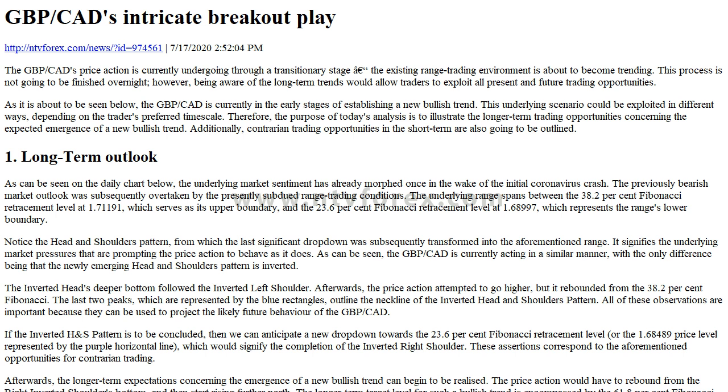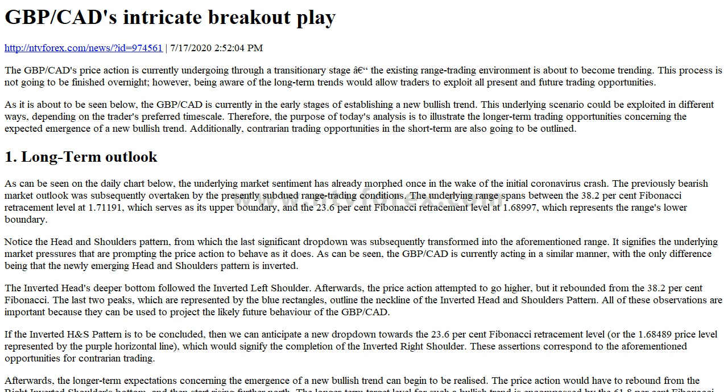Afterwards, the price action attempted to go higher, but it rebounded from the 38.2% Fibonacci. The last two peaks, which are represented by the blue rectangles, outline the neckline of the inverted head and shoulders pattern. All of these observations are important because they can be used to project the likely future behavior of the GBP CAD. If the inverted head and shoulders pattern is to be concluded, then we can anticipate a new drop down towards the 23.6% Fibonacci retracement level or the 1.68489 price level represented by the purple horizontal line, which would signify the completion of the inverted right shoulder.